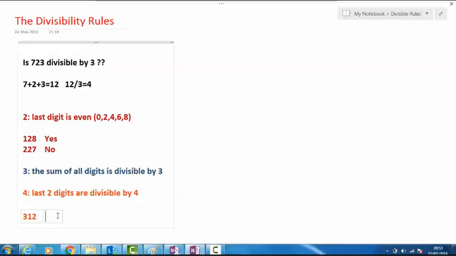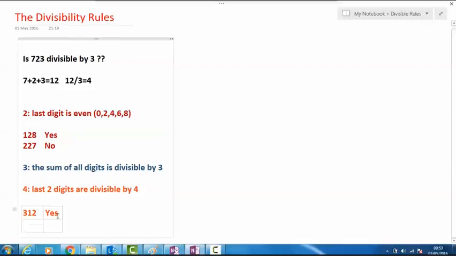Is 719 divisible by 4? 719 is not divisible by 4 because 19 is not a factor of 4. Let's look at the easy rule of 5. If the last digit is 0 or 5, the number is divisible by 5.